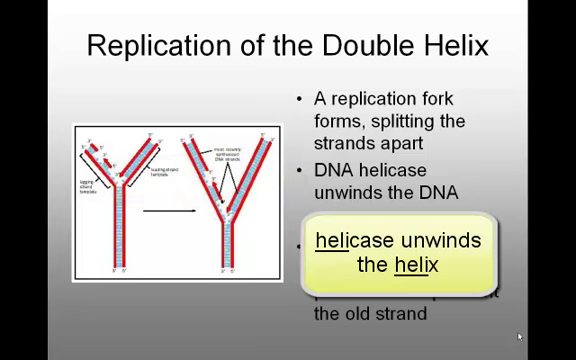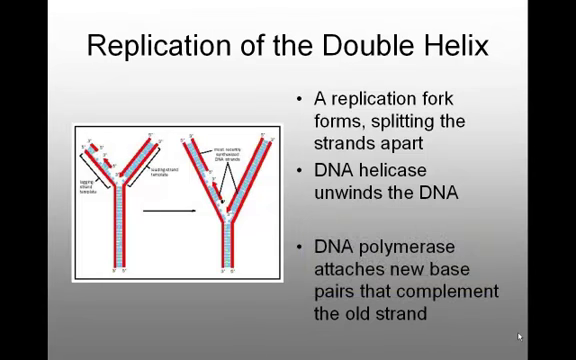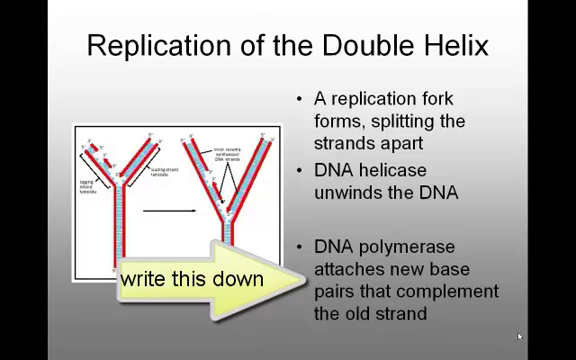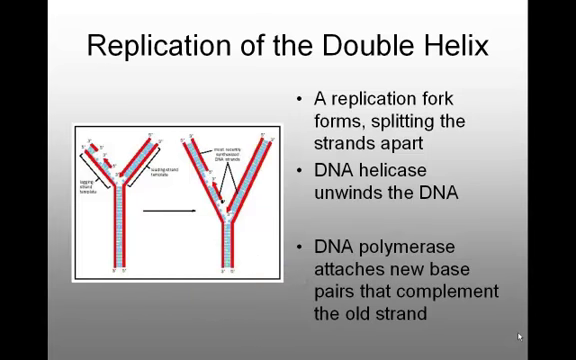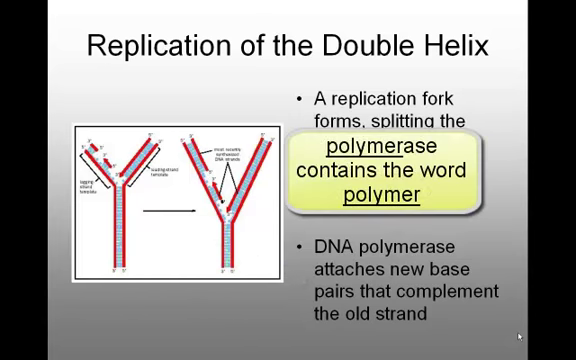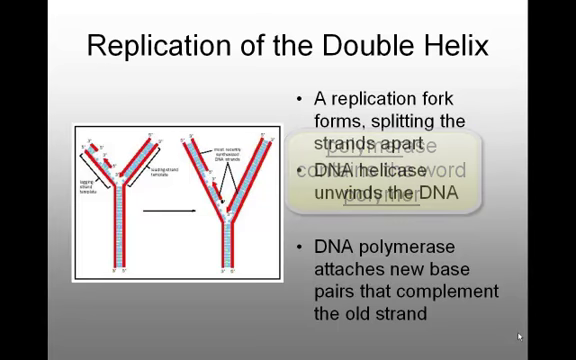And then another enzyme called DNA polymerase puts new base pairs on to make the new strand. Now, remember from way back in the fall when we were talking about monomers and polymers, a polymer is a long string of monomers. Well, DNA polymerase puts the monomers on to make a long chain. So those are two enzymes that you need to know. They're going to be quiz questions, so you're going to want to write both of those down. DNA helicase unwinds it. DNA polymerase puts new nucleotides on.